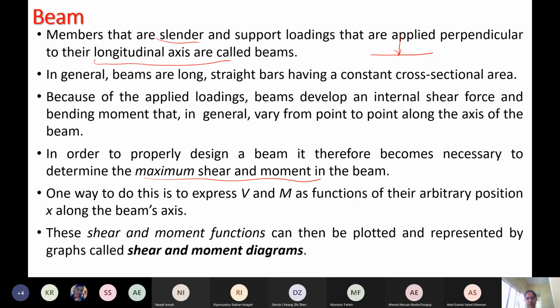I will explain clearly about these two in further slides, how this is going to react, how this load is being distributed throughout the member across the cross section. We will see it in pictorial view later on.